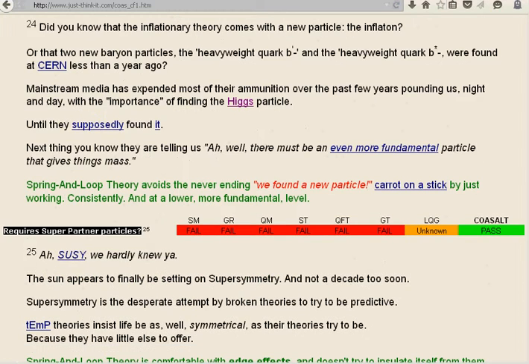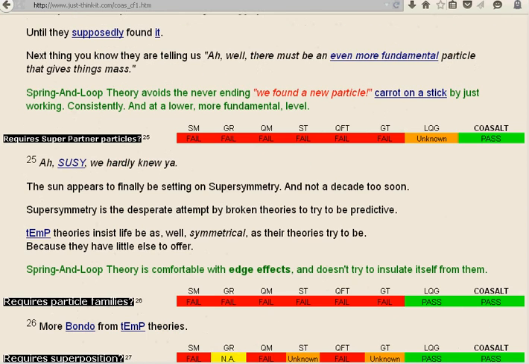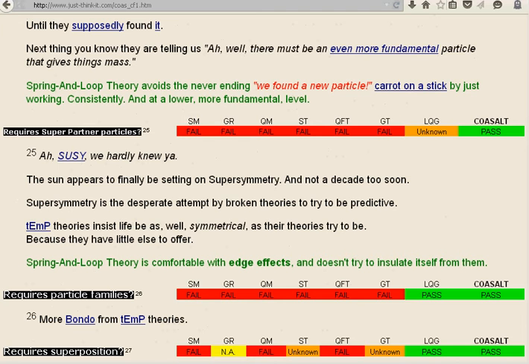Number 25. Does the theory require superpartner particles? Ah, Susie, we hardly knew you. The sun appears to finally be setting on supersymmetry, and not a decade too soon. Supersymmetry is the desperate attempt by broken theories to try to be predictive. The existing mainstream physics theories insist life be as, well, symmetrical as their theories try to be, because they have little else to offer. Spring and loop theory is comfortable with edge effects and doesn't try to insulate itself from them. Number 26. Does the theory require particle families?